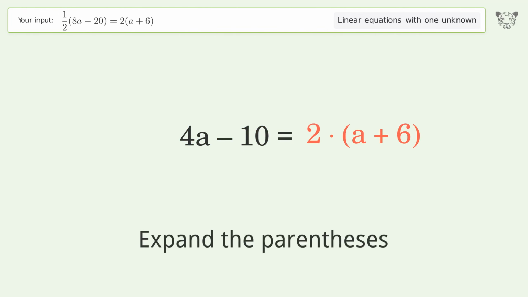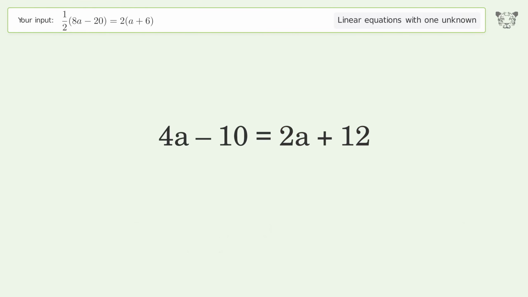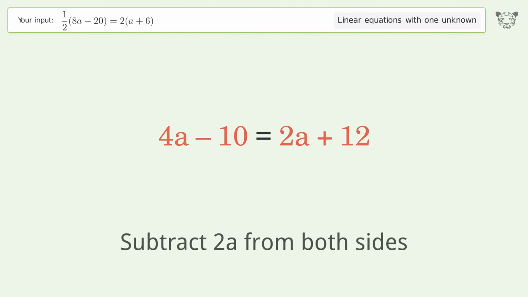Expand the parentheses. Simplify the arithmetic. Group all a terms on the left side of the equation. Subtract 2a from both sides.